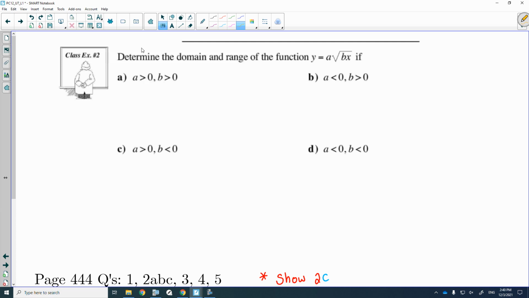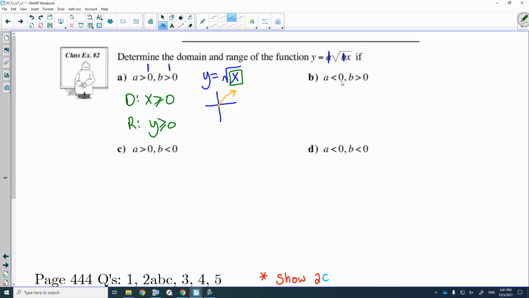So what I do is I say, okay, pick values. If a is greater than 0, pick the number 1. If b is greater than 0, again, pick the number 1. What that would be is y is equal to the square root of x. That's your basic radical function, and that would look like this. It wants you to say what the domain and range of that function would be. So the domain of the function is x is greater than or equal to 0, and the range of the function is y is greater than or equal to 0.